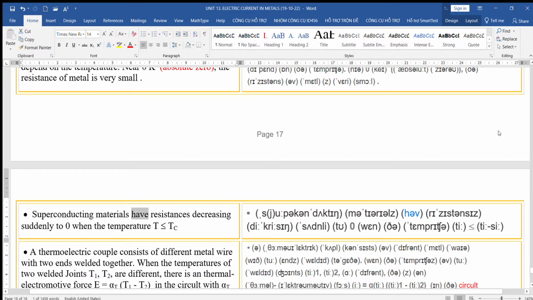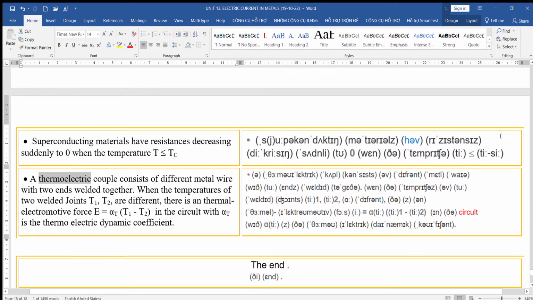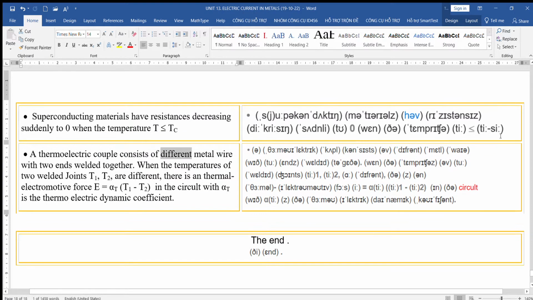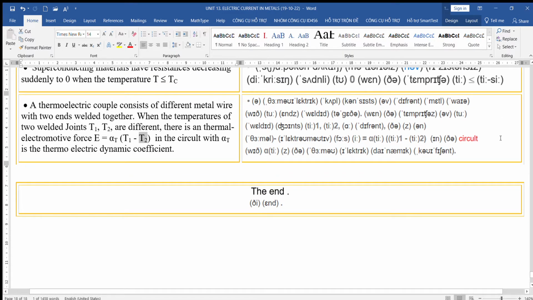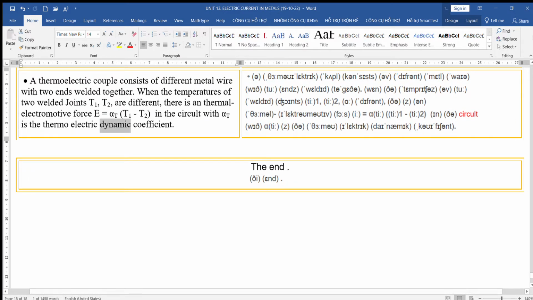Superconducting materials have resistances decreasing suddenly to zero when the temperature T is below Tc. A thermoelectric couple consists of different metal wires with two ends welded together. When the temperatures of the two welded joints, T1 and T2, are different, there is a thermal electromotive force E equals alpha T times (T1 minus T2) in the circuit, with alpha T being the thermoelectric coefficient. The end.